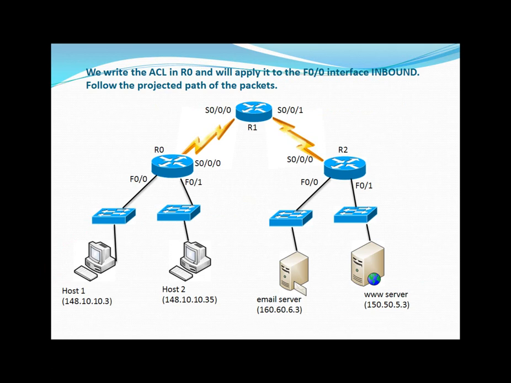You follow the projected path of the packets. They would attempt to start at host 1, enter router 0 through fast Ethernet 00, leave router 0 through 000, enter router 1, exit router 1, enter router 2, and attempt to exit out fast Ethernet 01. We are going to block it at the fast Ethernet 0 interface of router 0.